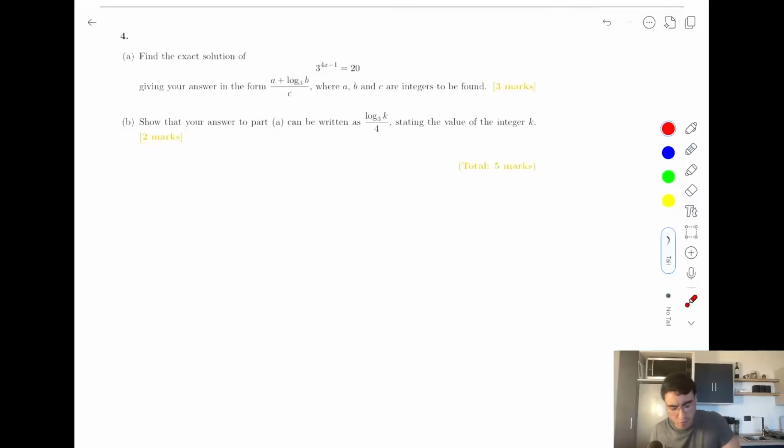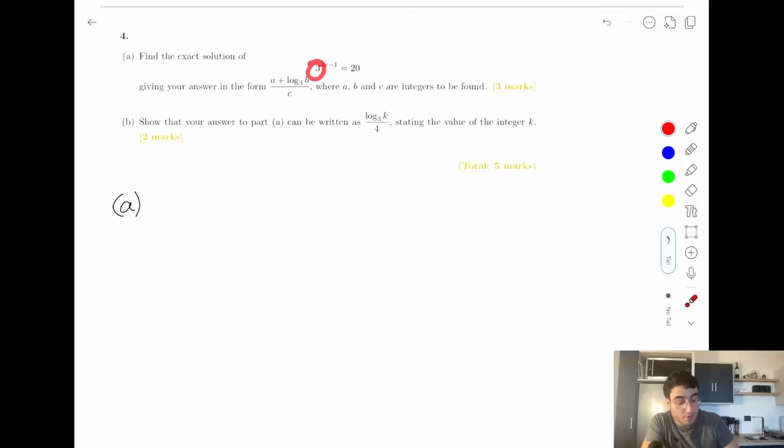Alright guys, so for number 4a, it says to find the exact solution of 3 to the 4x minus 1 is equal to 20, and it wants us to give our answer in this form. Okay, so by now you should be able to see the pattern. To answer a question like that, I need to say, okay, listen, we've got an exponential equation, so I need to take ln or log of both sides to drop the 4x minus 1 down, so I can solve for x. The way you do that is you have to figure out what base to use.